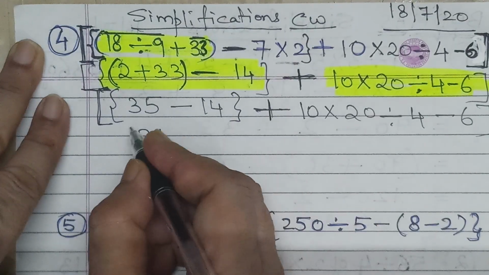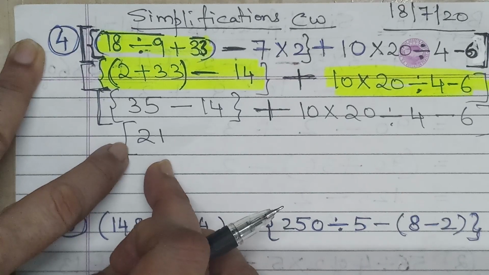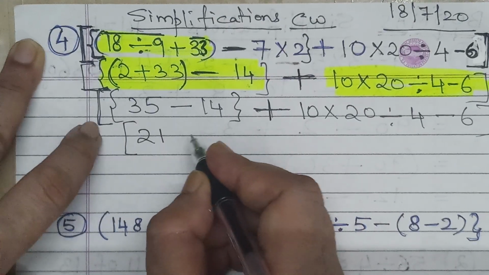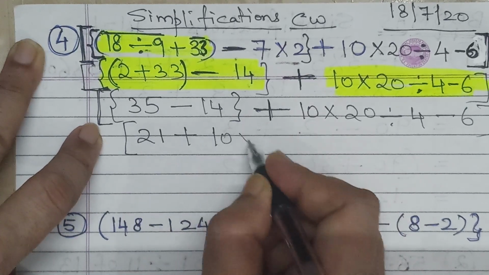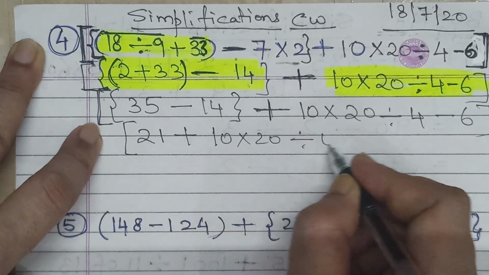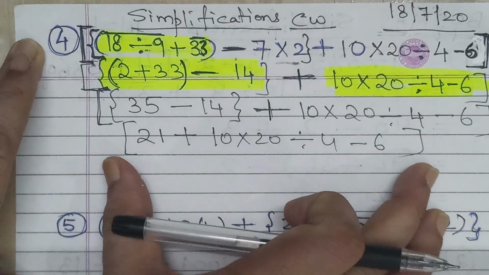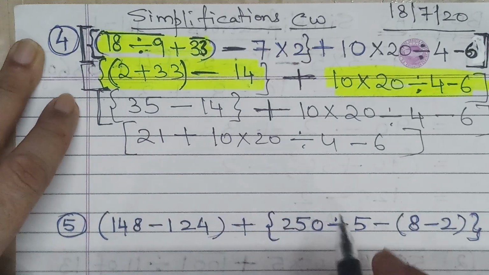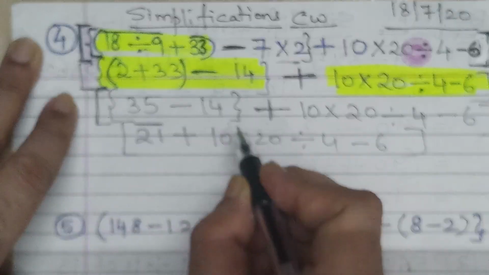We got the answer. Now we have the final answer of the curly bracket, so we need not write the curly bracket now. So we now have 10 into 20 divided by 4 minus 6. Now we have this big bracket, which has to be targeted, and we know that we have to find out the number of terms.